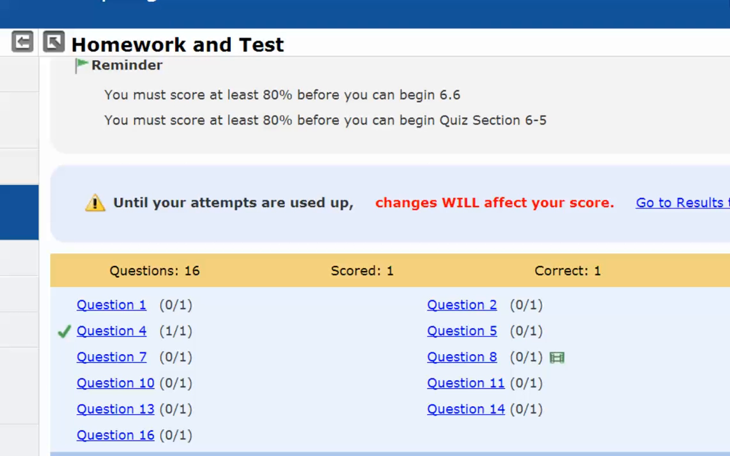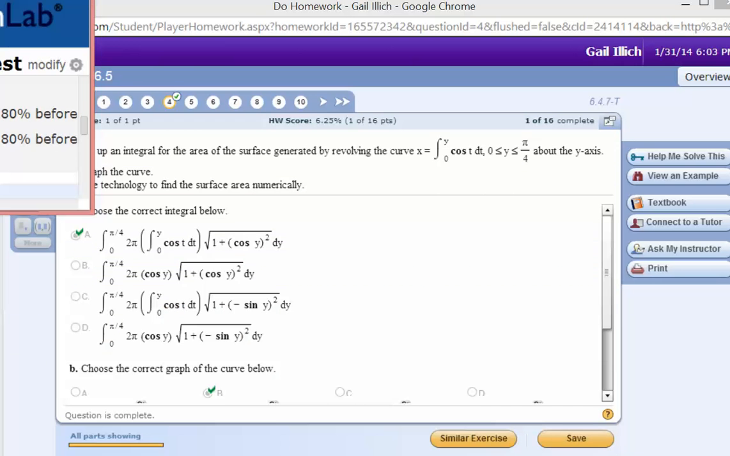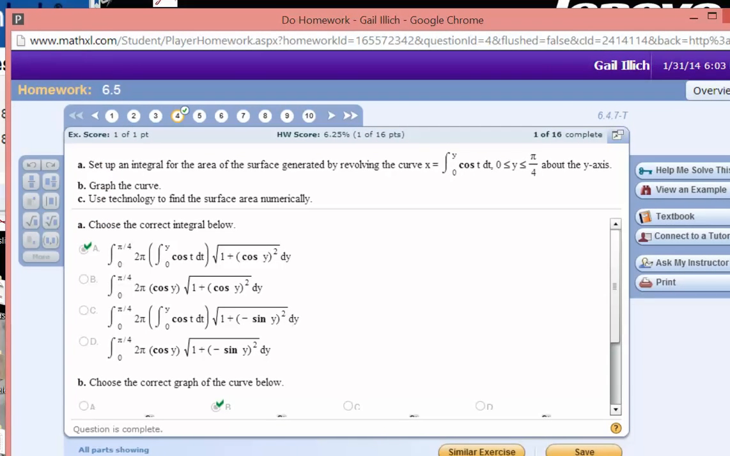Okay, on this problem, you're supposed to evaluate or set up the integral for the area of the surface generated by revolving this curve x equals the integral from 0 to y of cosine t dt, from 0 to pi over 4, about the y-axis. So this is kind of weird, but that's actually your function x.